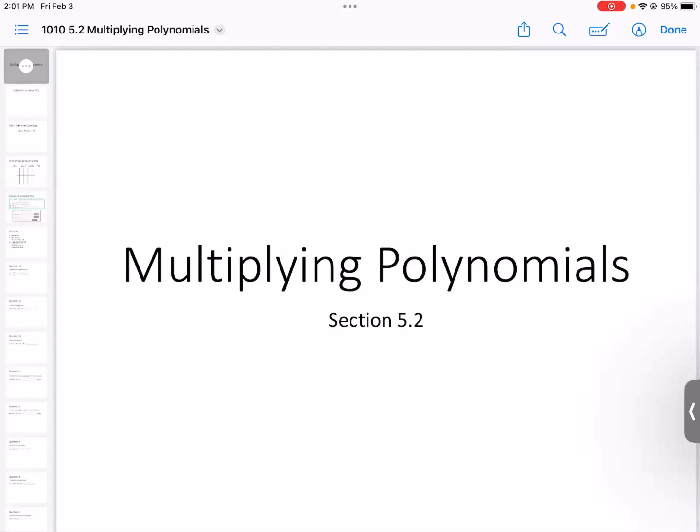So, multiplying polynomials. We talked yesterday about what polynomials are, as well as how to add and subtract them. Basically you just combine like terms. And with multiplying polynomials, we'll use some of the place value stuff that we talked about last class.